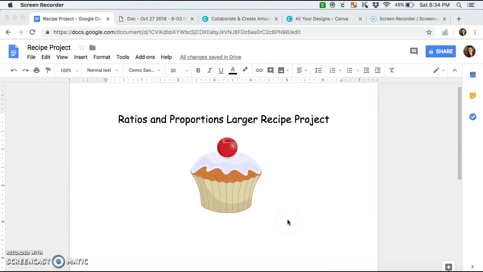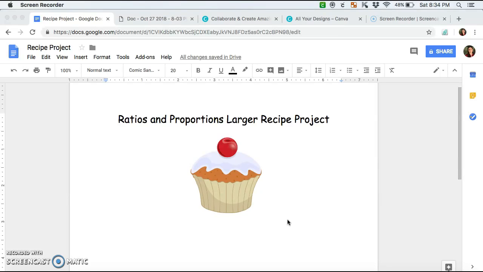Hello, everyone. We are finishing up our unit on ratios and proportions. In closing, it is time to apply the concepts you have learned to a real world scenario. And what better way than a project involving food, or at least thinking about food?